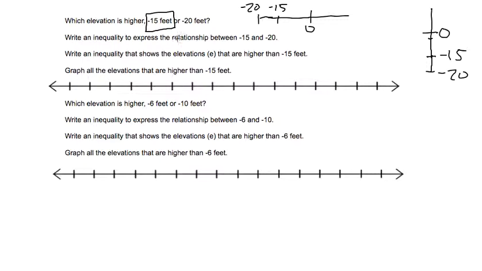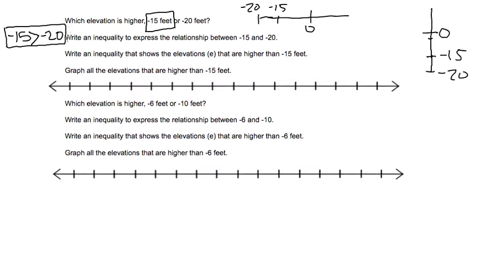Now, writing an inequality to express the relationship between negative 15 and negative 20. If we have negative 15 and negative 20 and we want to express it in an inequality, we just have to write both of these numbers and say, okay, which one is a greater value? And aim our inequality sign at that one. In this case, we've already done that because we were seeing which elevation is higher. We know negative 15 is a greater value than negative 20. So our inequality should be negative 15 is greater than negative 20. Also, you could write negative 20 is less than negative 15.